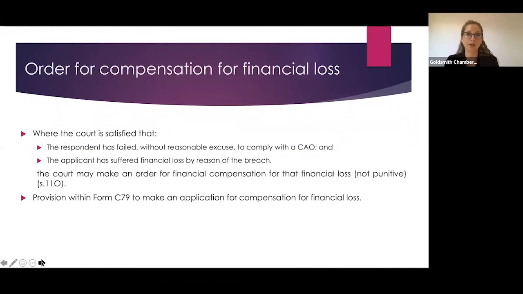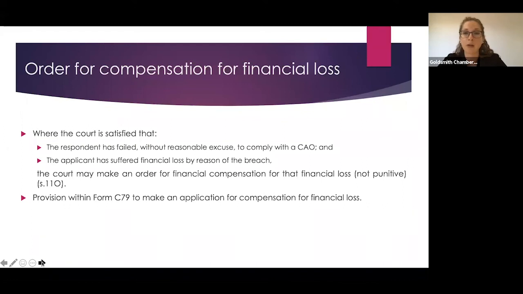As I said, I touch on compensation for financial loss. This is an order that the court can make alongside, in place of, or in addition to an enforcement order. You'll see it has the same requirements, that the court needs to find that the respondent has failed without a reasonable excuse to comply with a child arrangements order, but the court also needs to be satisfied that the applicant party has suffered financial loss by reason of that breach.